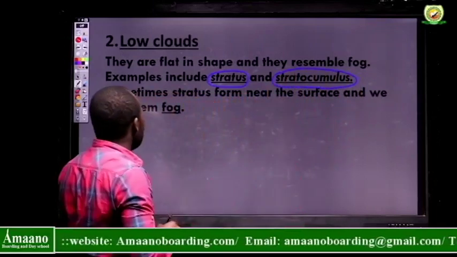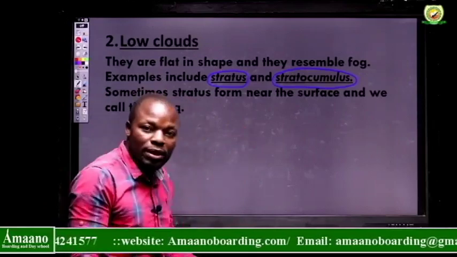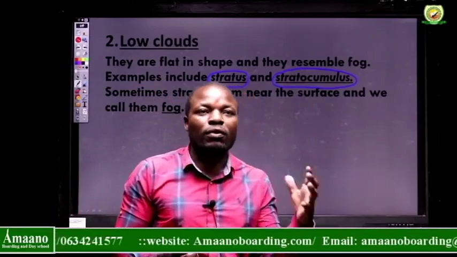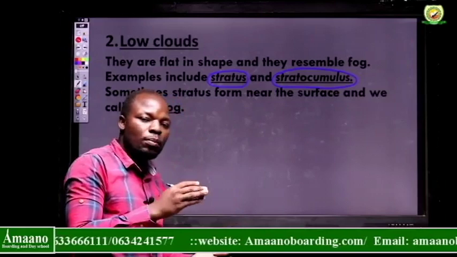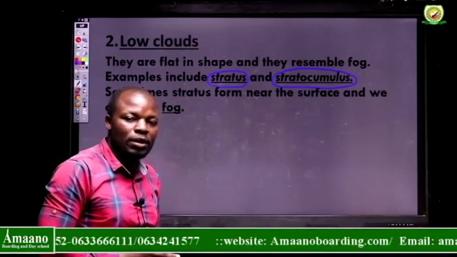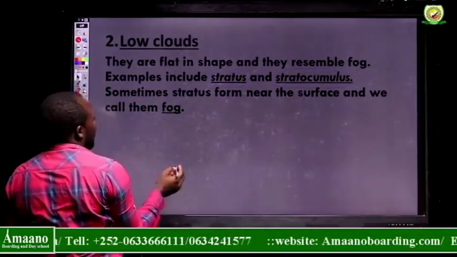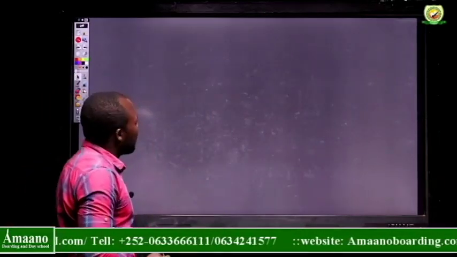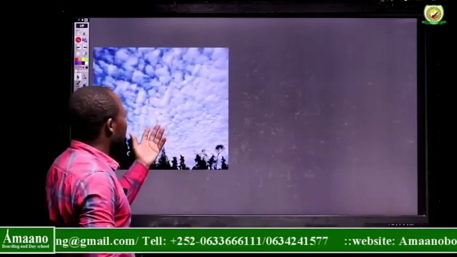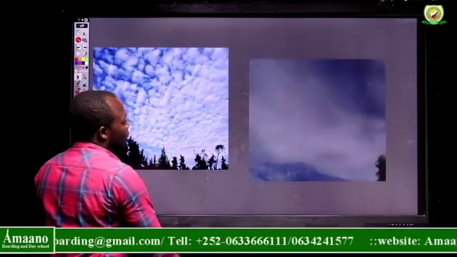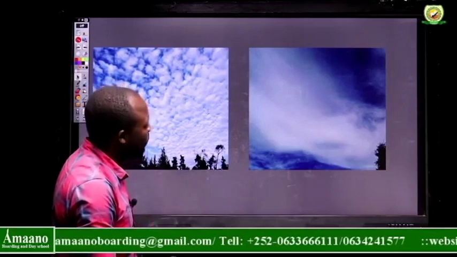Sometimes the stratus forms near the surface, and when it forms near the surface, we call it fog. It is actually clouds that have formed near the surface. Next, we shall look at pictures of the low cloud. This is one picture. There's also another picture showing the low clouds. Here, you can see them.